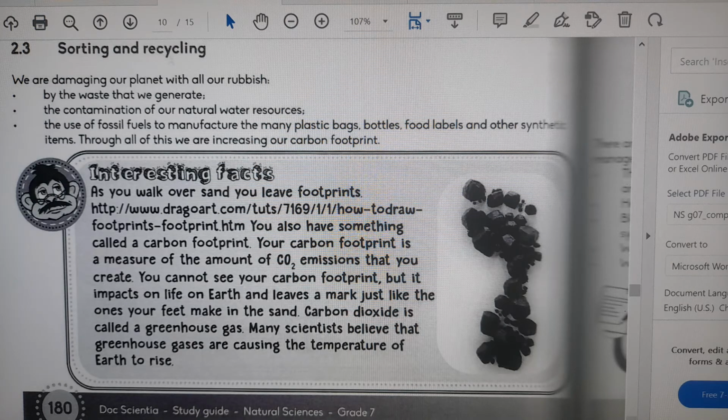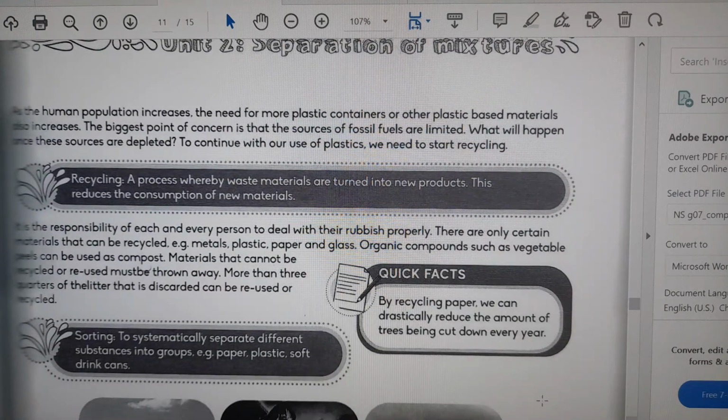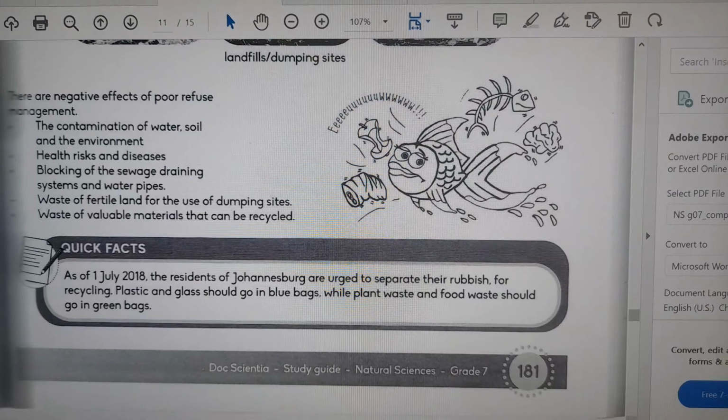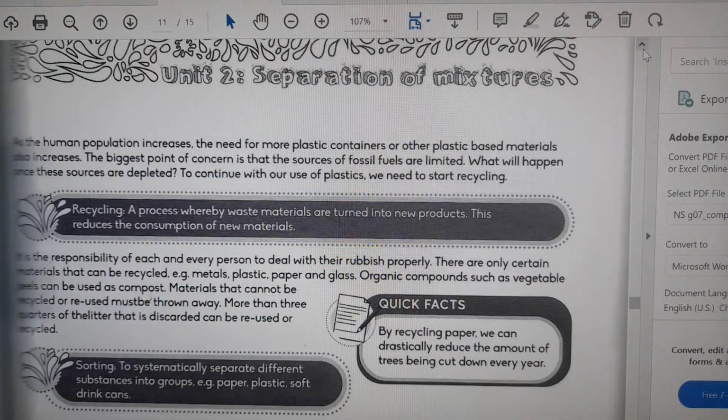Okay, so let's look at sorting and recycling. Please use your textbook to refer to this, because my printout was not so good. We are on page 181 of your textbook. They say here, as the human population increases, the need for more plastic containers and other plastic-based material also increases. The biggest point of concern is that the sources of fossil fuels are limited. What will happen once the sources are depleted?